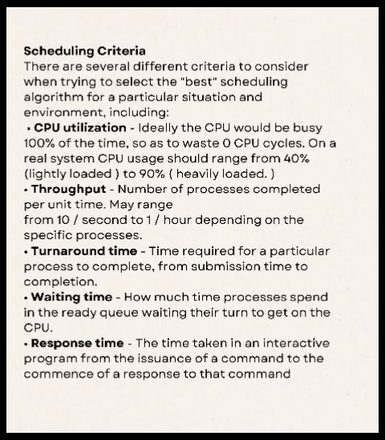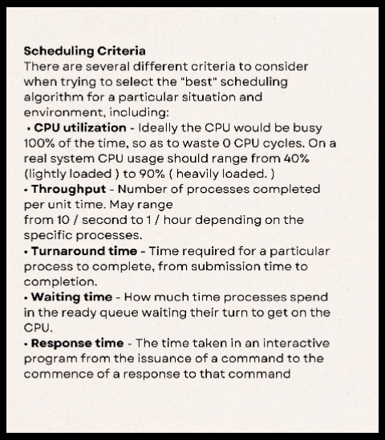Here are some common CPU scheduling criteria. There are several different criteria to consider when trying to select the best scheduling algorithm for a particular situation and environment, including, first, the CPU utilization. Ideally, the CPU would be busy 100% of the time, so as to waste zero CPU cycles. On a real system, CPU usage should range from 40% lightly loaded to 90% heavily loaded. It is the percentage of time the CPU is busy executing processes.